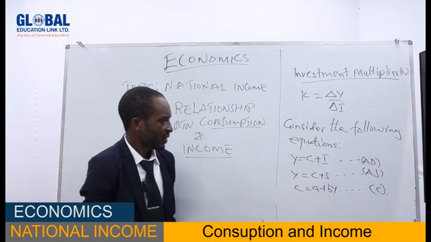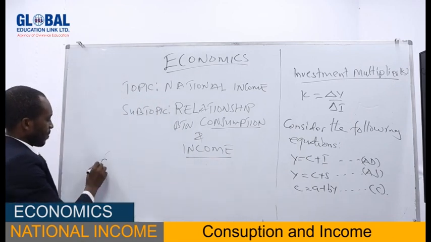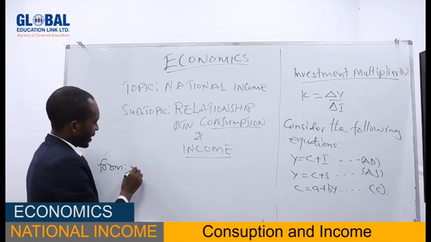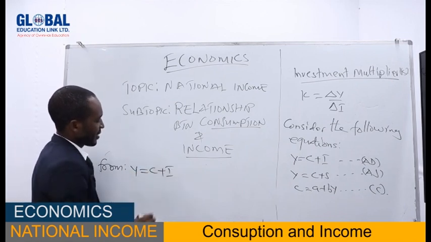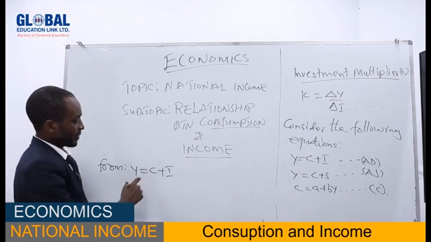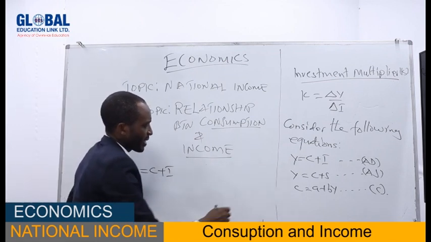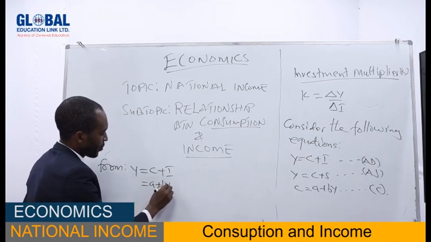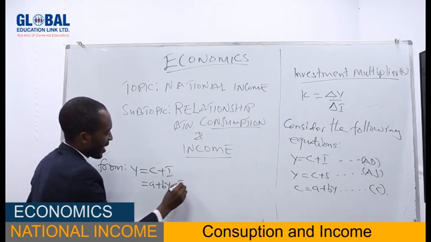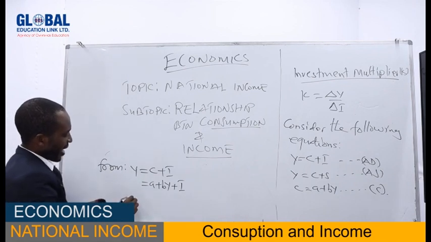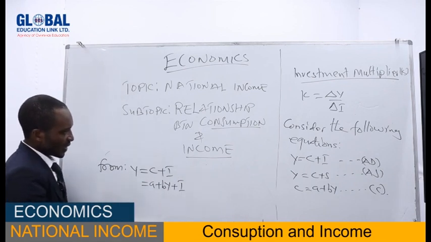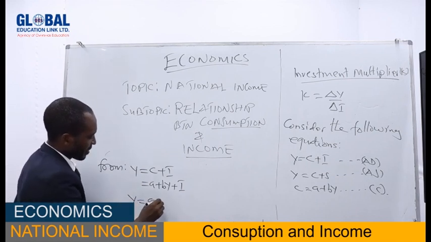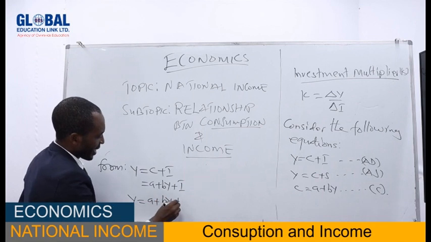Now, from equation 1, Y equals C plus I, let us substitute the consumption function, which is A plus BY. So this will be A plus BY, then plus I. Our function now will be Y equals A plus BY plus I.